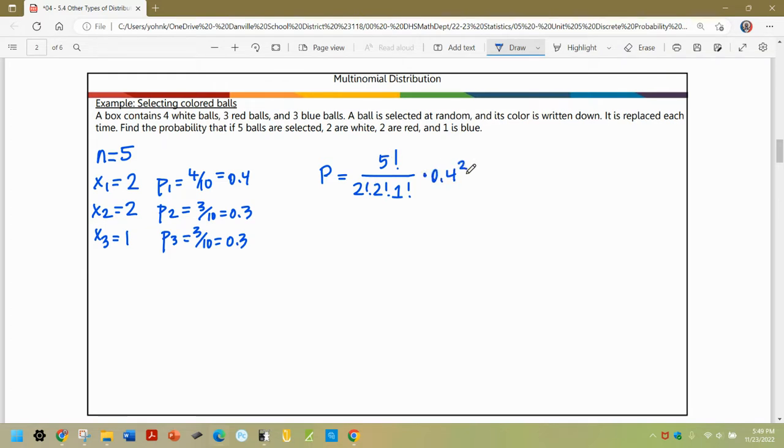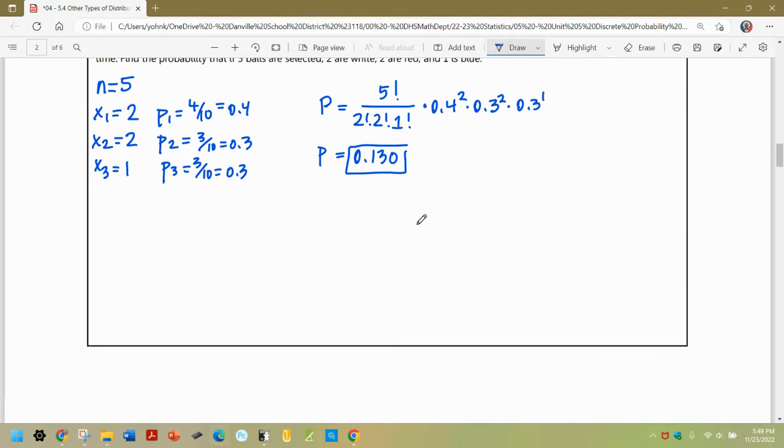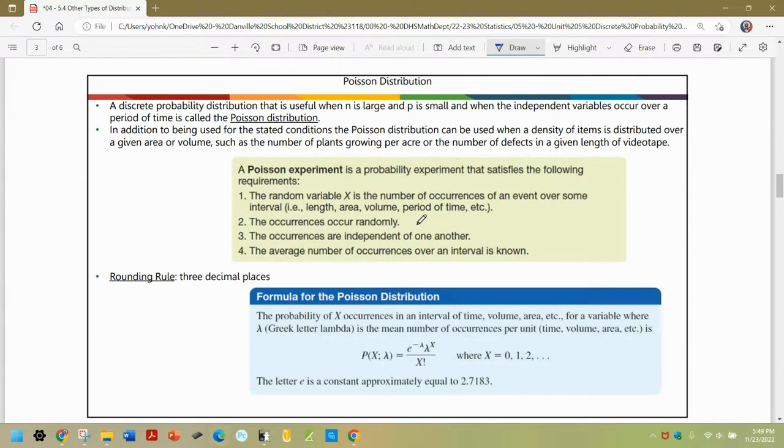0.4 to the second power, times 0.3 to the second power, times 0.3 to the first power. Type all this into our calculator, hit enter, and you get 0.130. So a 13% chance that if we grab 5 balls, 2 are white, 2 are red, and 1 is blue. So that's a multinomial distribution. Next, we're going to move on to the Poisson distribution.